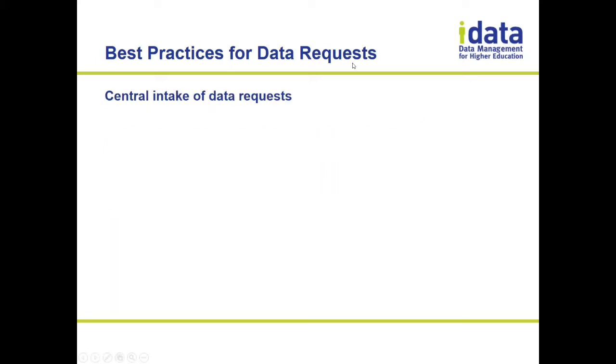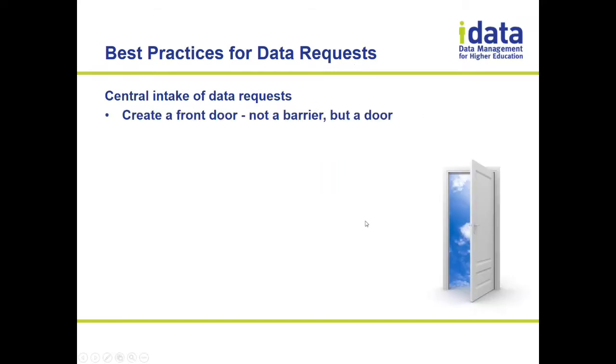Next best practice is to do the central intake, as we saw many of you have already done. We want to create a front door, not a barrier, but a door. It has to actually generate results, but create a front door that people can bring their requests in. Then we want to monitor that door. Did the request come in? How's it going? What's happening to it? Do we have a path for it? We don't just want to put a form on the website and have it go nowhere, because that's not going to be very successful. So create that front door and then monitor it.